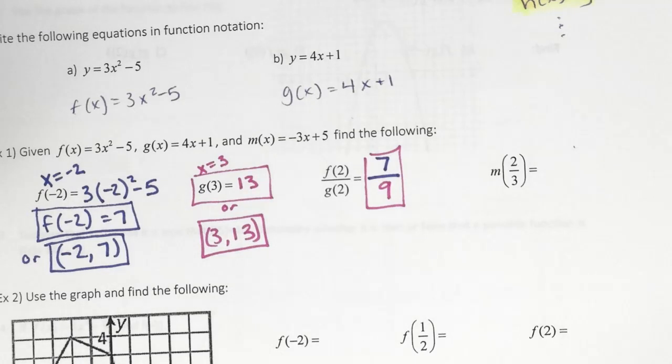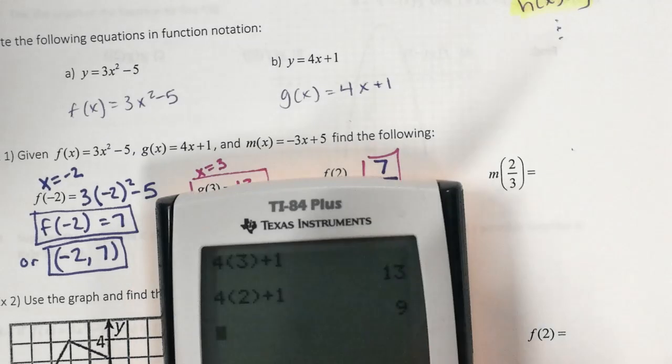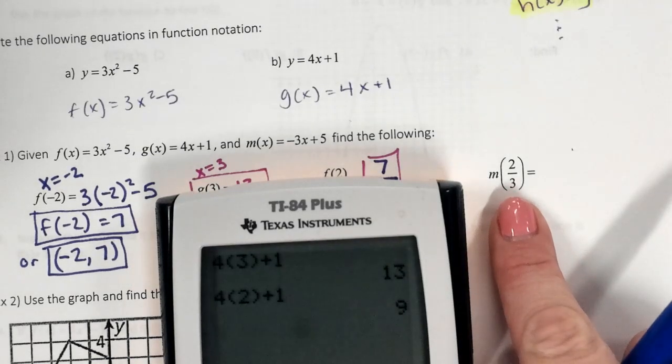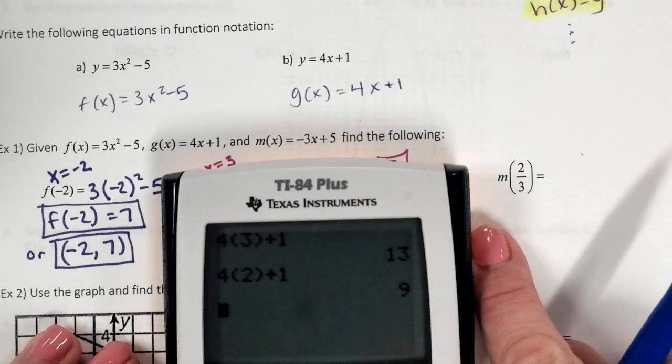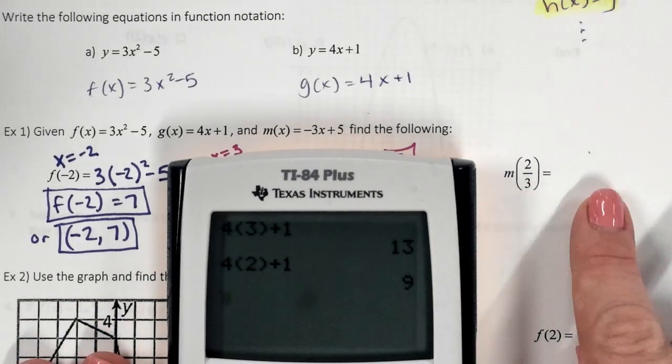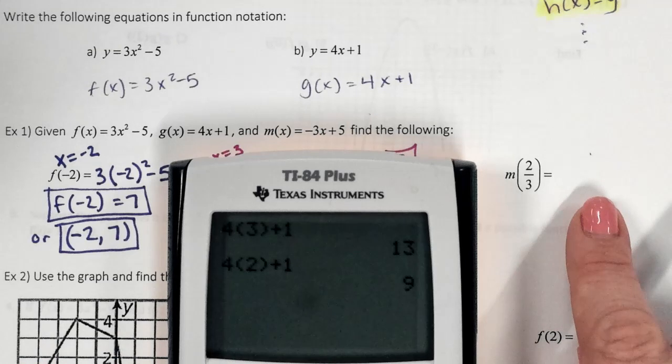Okay, now the last one, I'm going to show you two different ways because I want you to understand how to get a fraction answer if you're given a fraction. So if you type this in just as an equation, because there's only one m, you don't have to type the whole thing in y equals if you don't want to. You can do it straight to the home screen. Now, if I give you a fraction, I don't want a decimal answer. If you're given a fraction, I want a fraction answer.